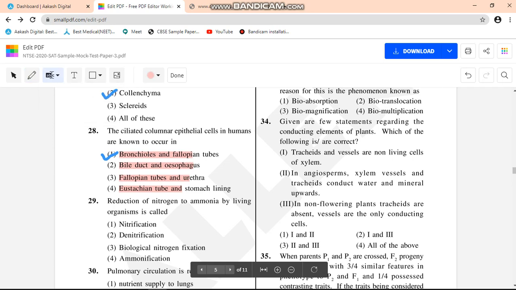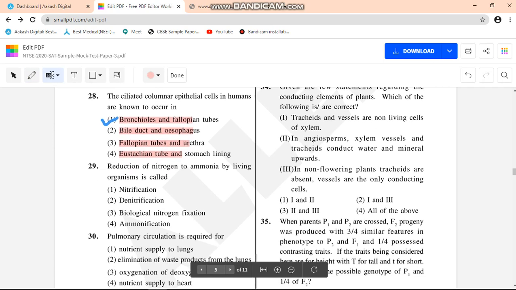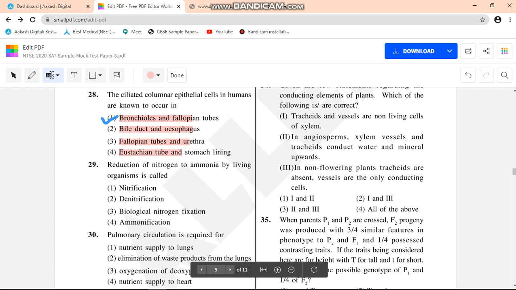Friends, our next question, question number 29 is, reduction of nitrogen to ammonia by living organisms is called. Option number 1 is nitrification. Option number 2 is denitrification. Option number 3 is biological nitrogen fixation. Option number 4 is ammonification.